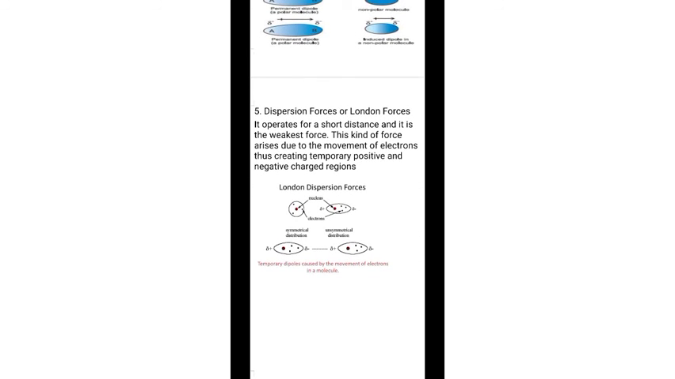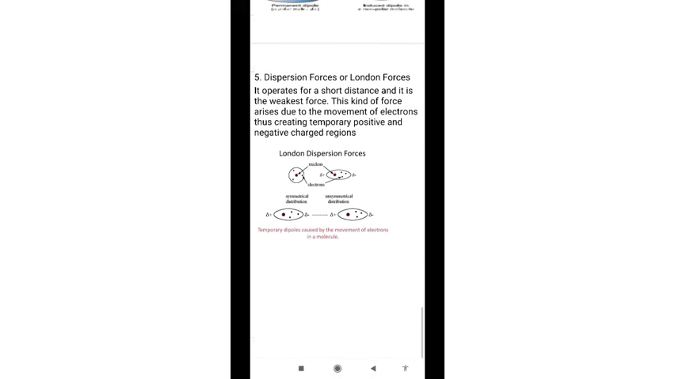The next one is dispersion forces or London forces. It acts over a very short distance and is the weakest of these interactions. This arises due to the movement of electrons, which creates temporary positive and negative charges in certain regions. Such interactions are known as dispersion forces or London forces.